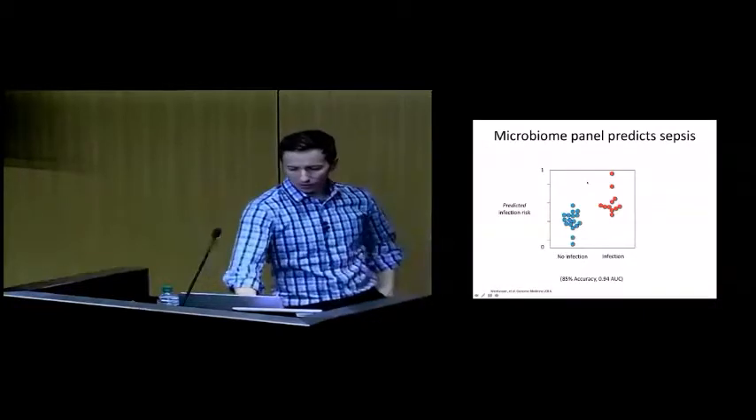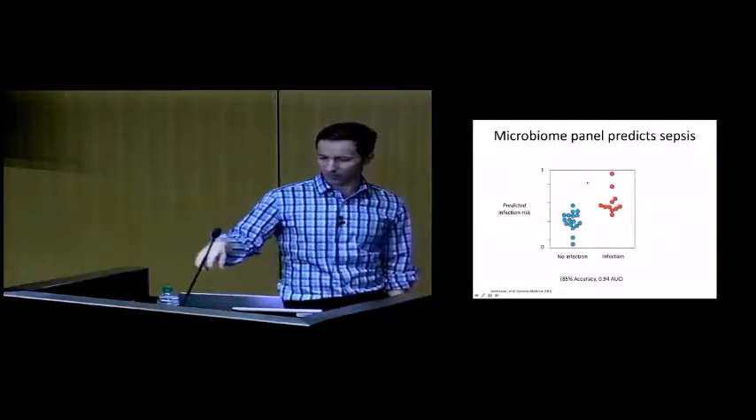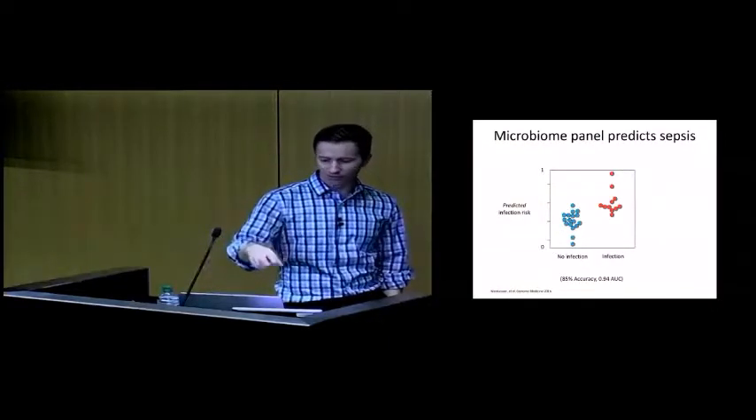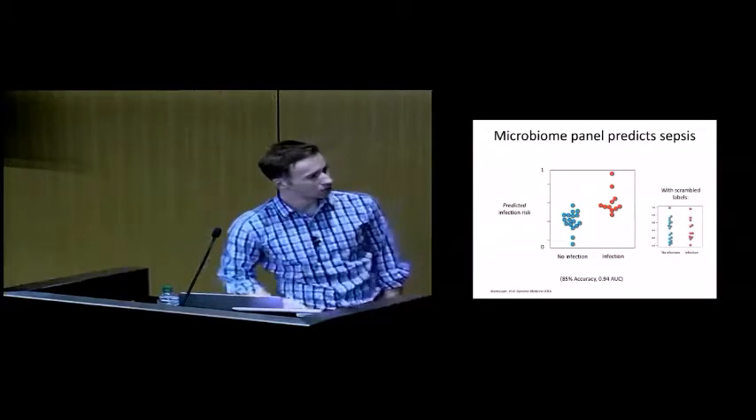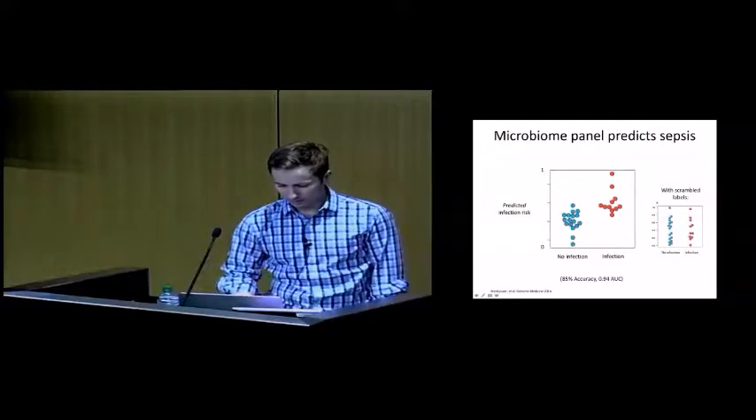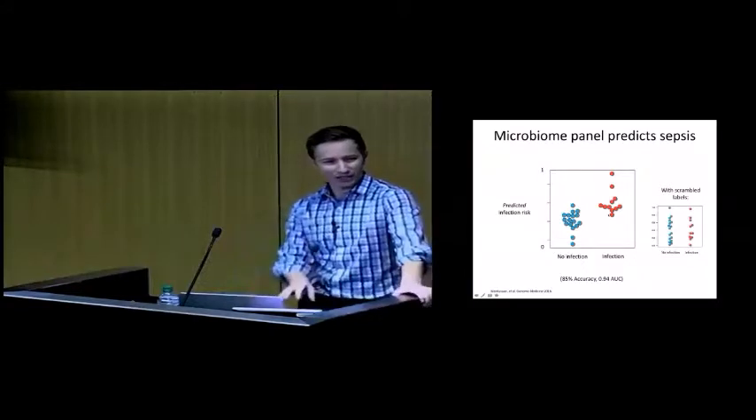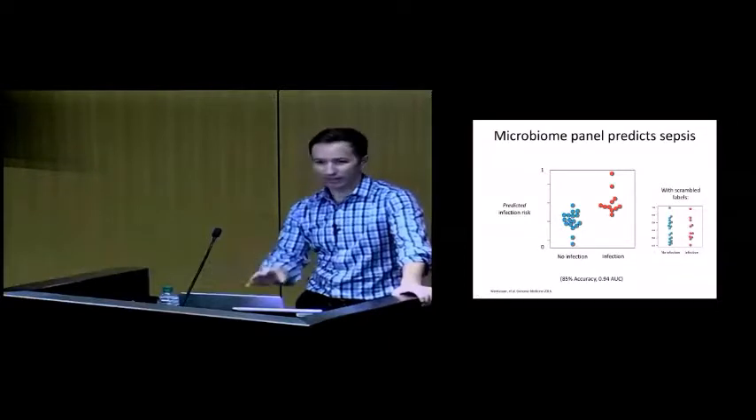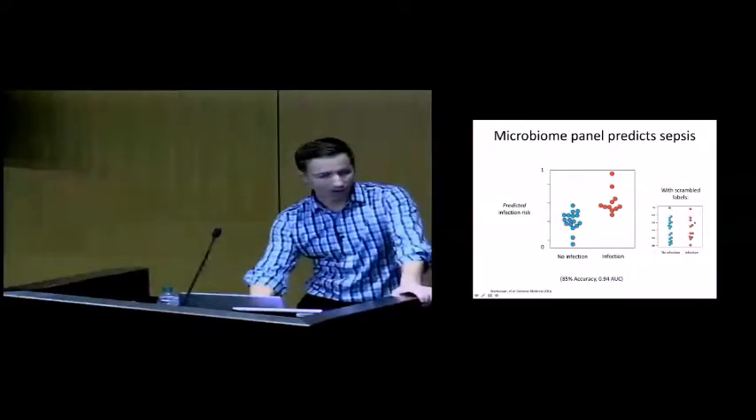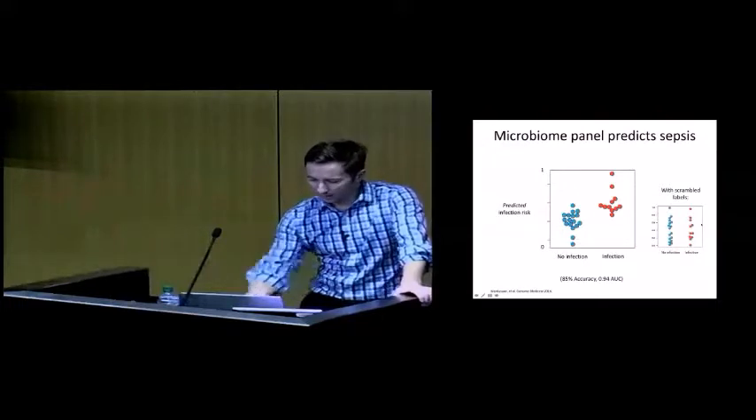So if there were no predictive association between the baseline microbiome and the risk of infection, then these scores would look like this, totally random. And in fact, when I saw this plot, I thought, that looks too good to be true. Let's do a sanity check and just scramble the labels and retry it. And that's how we got this plot on the right. So there is a strong predictive association.